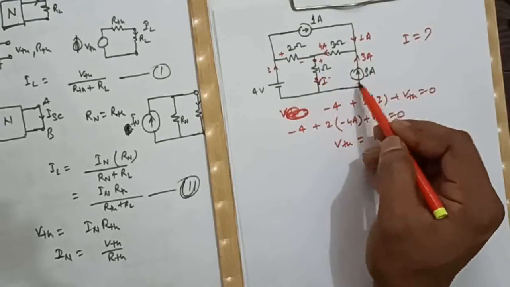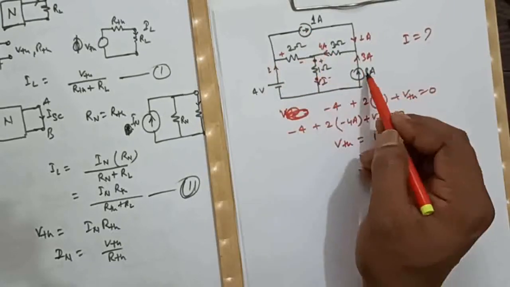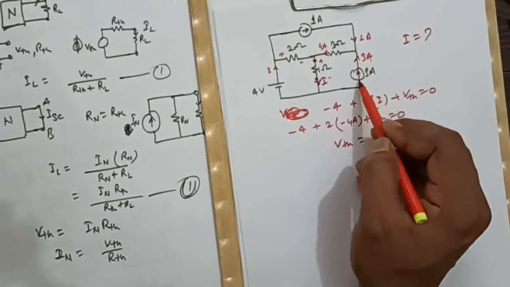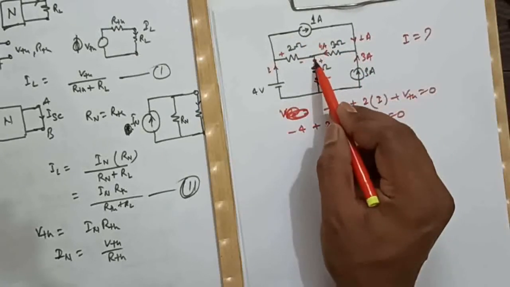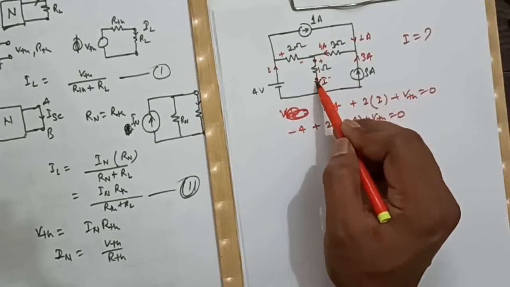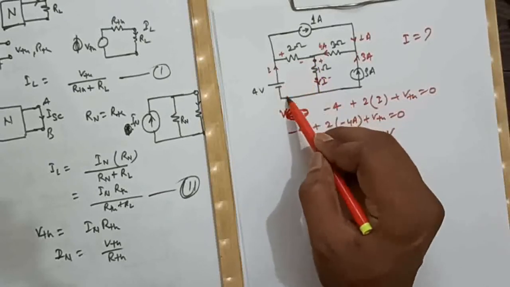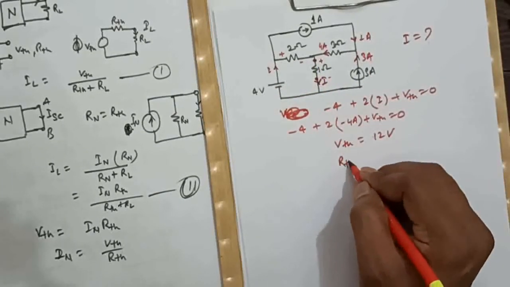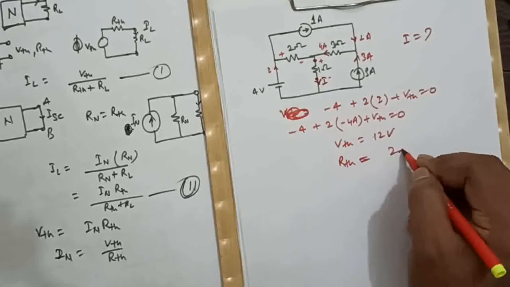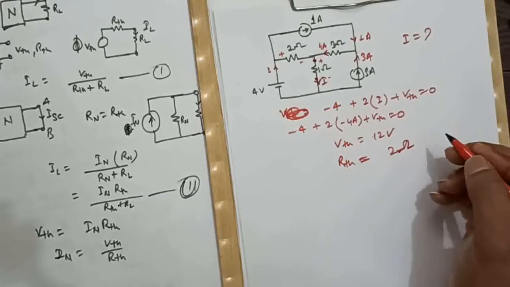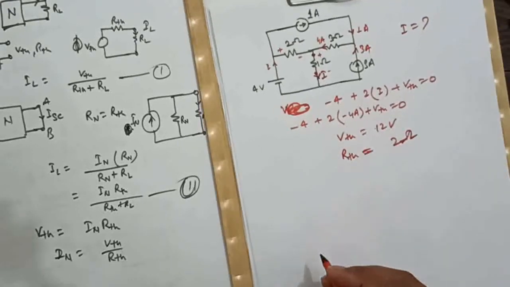So removing this, we have to find RTH. For that, this is open circuited, this is short circuit, this is open circuited, no current will flow through this, so resistance between these two terminals will be simply this path. So RTH will be what? 2 ohm, right?